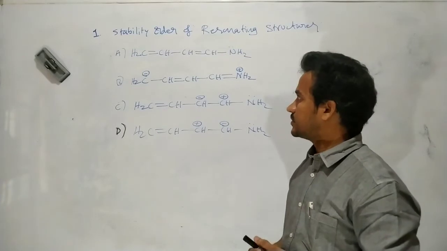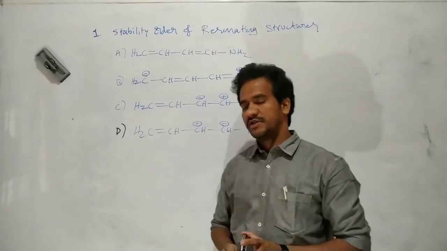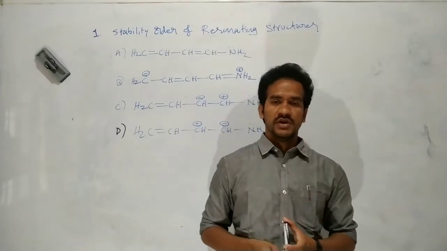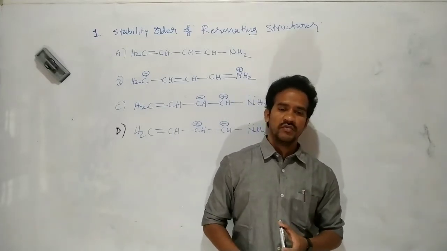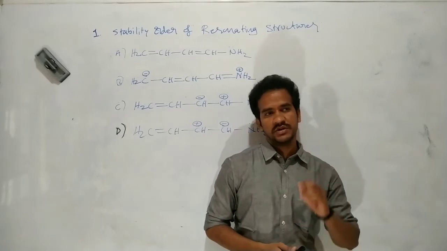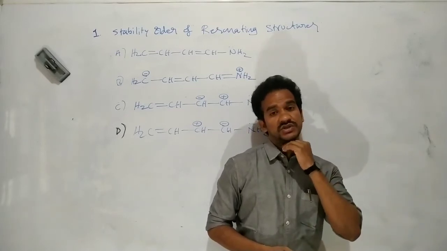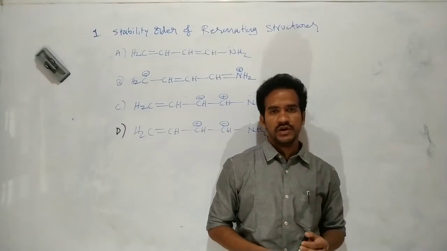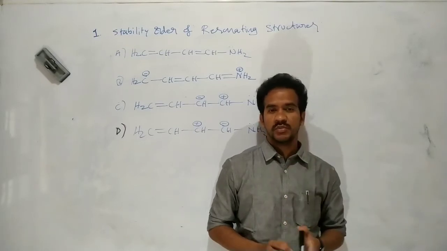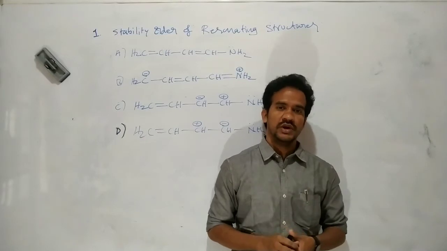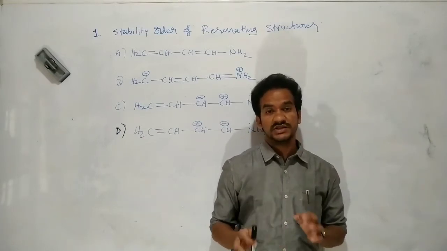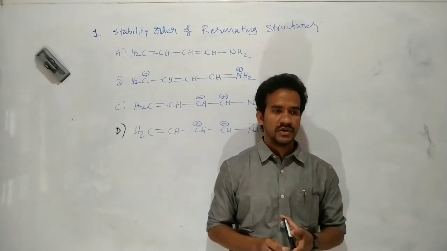Generally you know that a resonant structure with more number of covalent bonds is more stable. That means the resonant structure without charge separation, without charges, is more stable. It means a neutral resonant structure is more stable than the charged resonant structure.